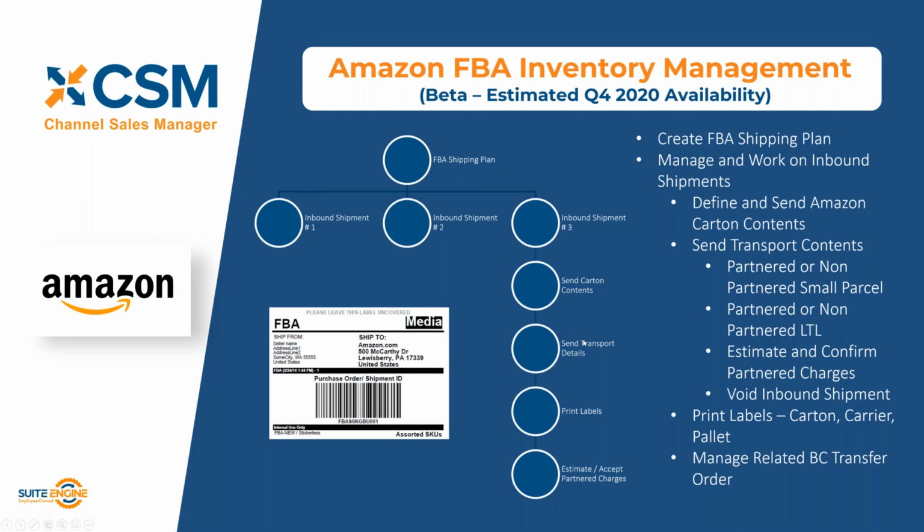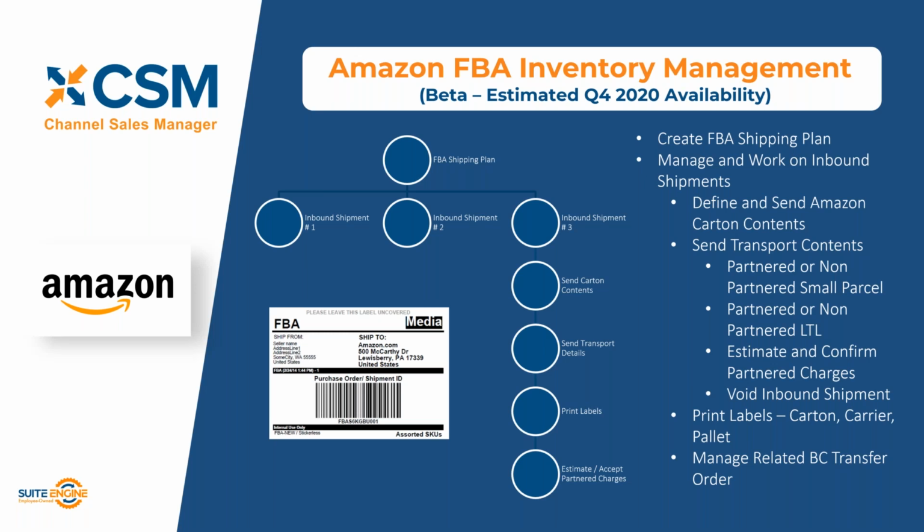And then they also want to know, how are you going to get this inventory to us? And you really have 4 choices. So you can see it over here. They allow you to do what's called partnered or non-partnered, both small parcel or LTL. And each one of these requires a little bit of different information. And CSM does support all 4 ways of doing it.